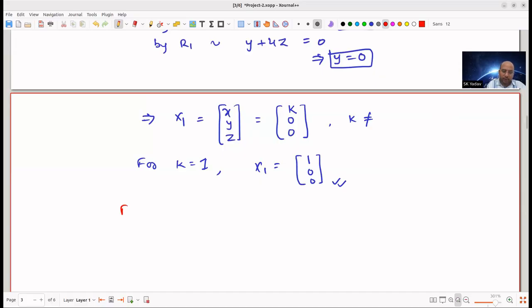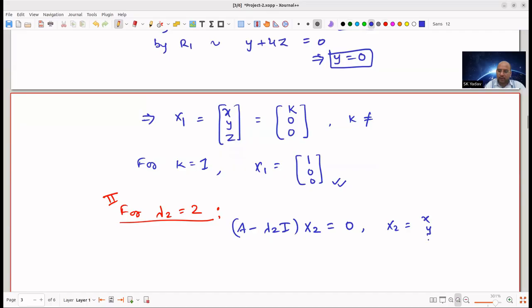So for lambda 2 equal to 2, let us find the eigenvector again here. What do I need to solve? I need to solve the system (A minus lambda 2 I) x2 equal to the 0 matrix, and here x2 is again x, y, z.